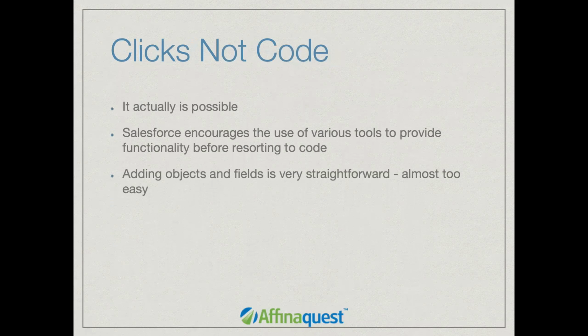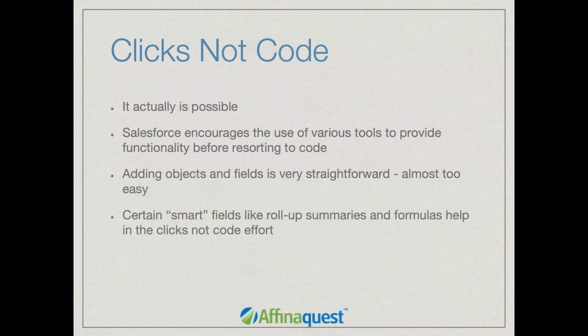As you know, adding objects and fields is very straightforward. It's almost in some ways too easy. You kind of add junk too easily. There are certain smart fields like roll-up summaries and formulas that can help in the clicks, not code effort. If you look at that engagement scoring stuff, a lot of the work we're doing in there is done totally with clicks, not code.